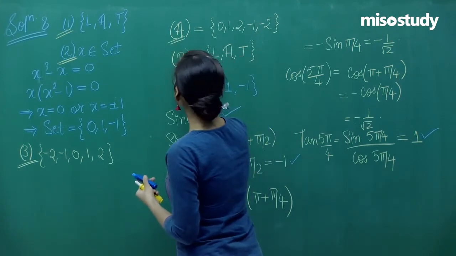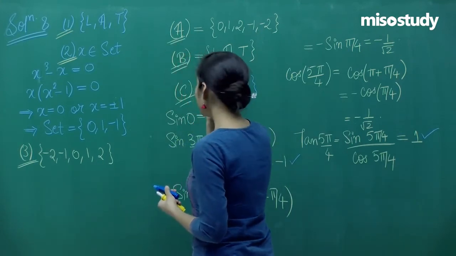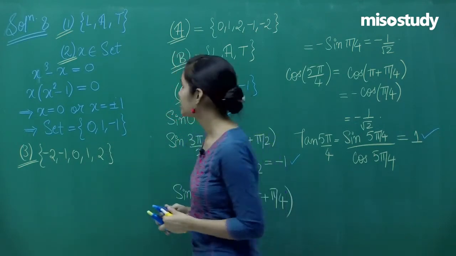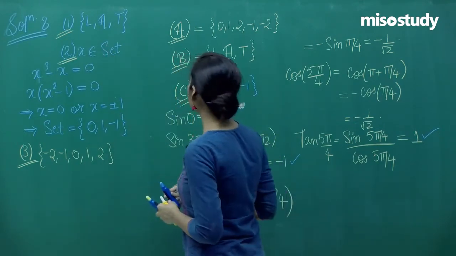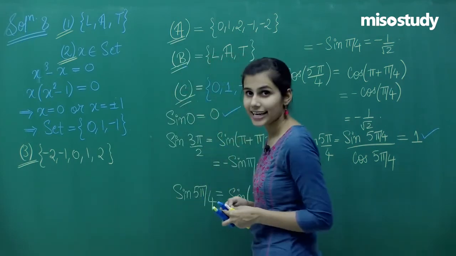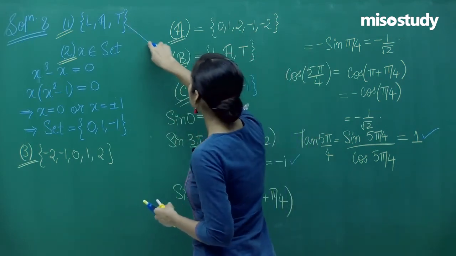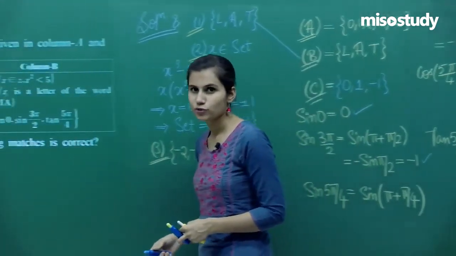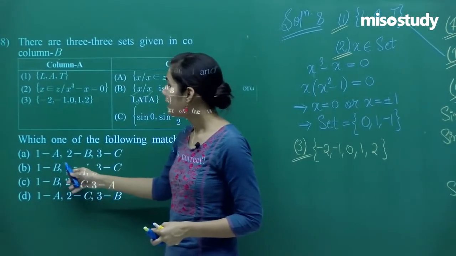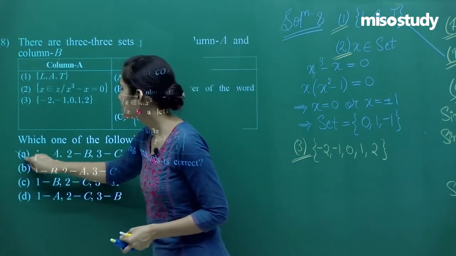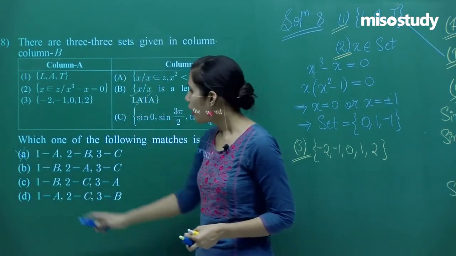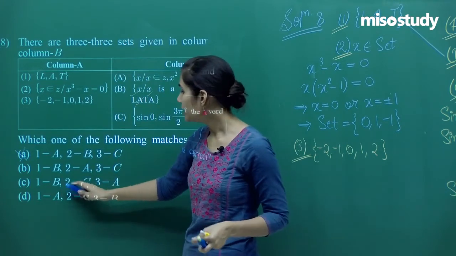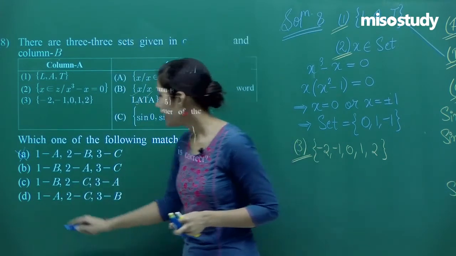After obtaining A, B and C, let's see from 1, 2 and 3 which is getting matched to what. Set number 1 has LAT and B has LAT, and therefore 1 gets matched to B. Let's see wherein 1 is getting matched to B. Option number A takes 1 to A. It is just wrong. Option number B takes 1 to B. Option number C also takes 1 to B. Option number D takes 1 to A. Again, it's wrong.